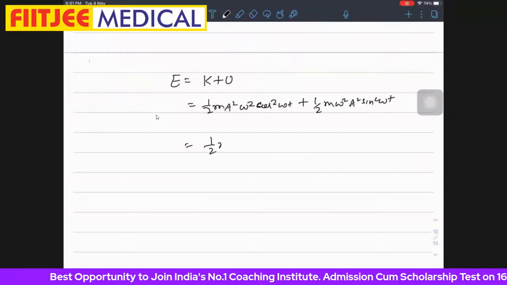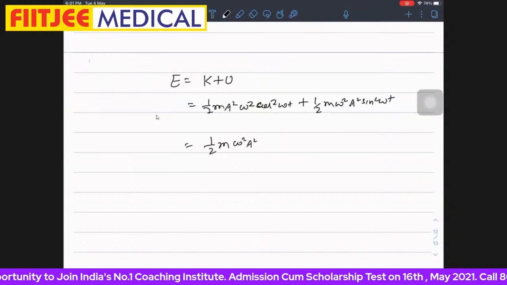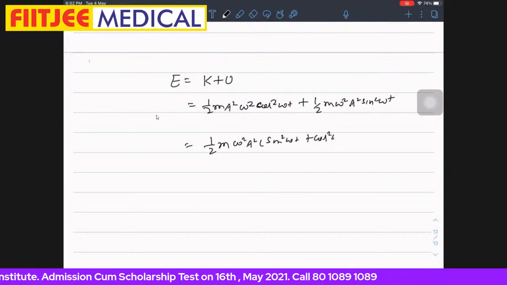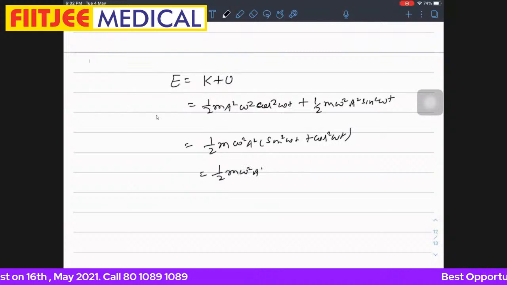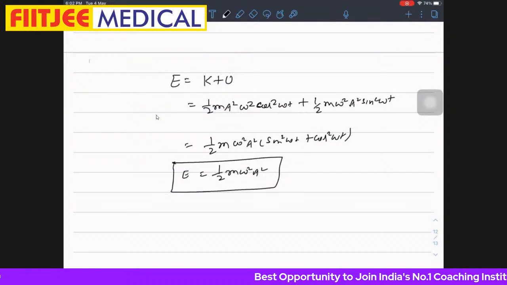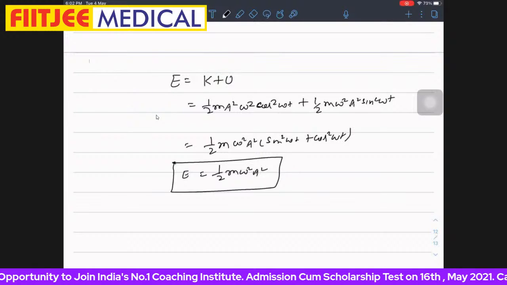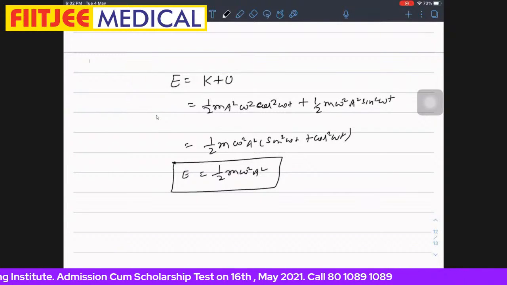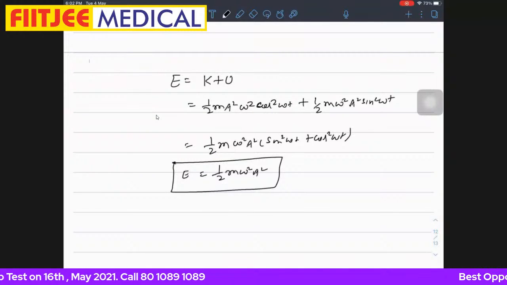So take common half m omega square A square, sin square omega t plus cos square omega t. So this will come as half m omega square A square. This is the energy of the system. And you know that omega is a fixed value. Omega is a characteristic property of the system. A is the amplitude, that is also a fixed value. It is not position, it is amplitude. So that's why energy is a constant value in case of SHM. That's what I told.